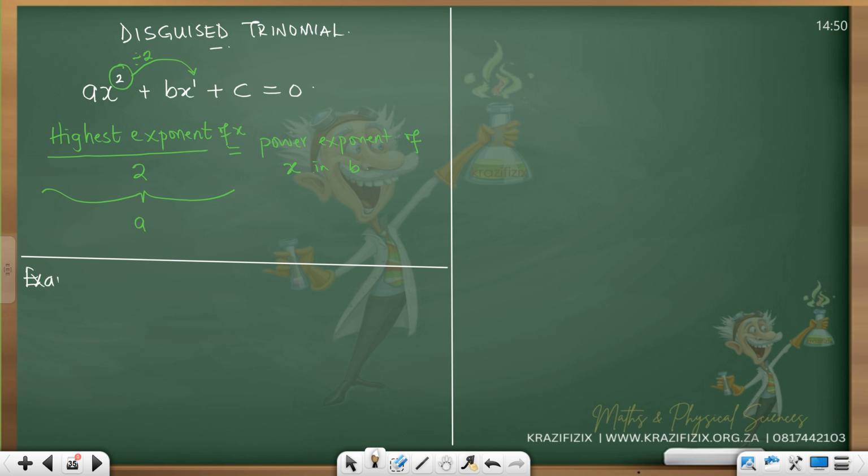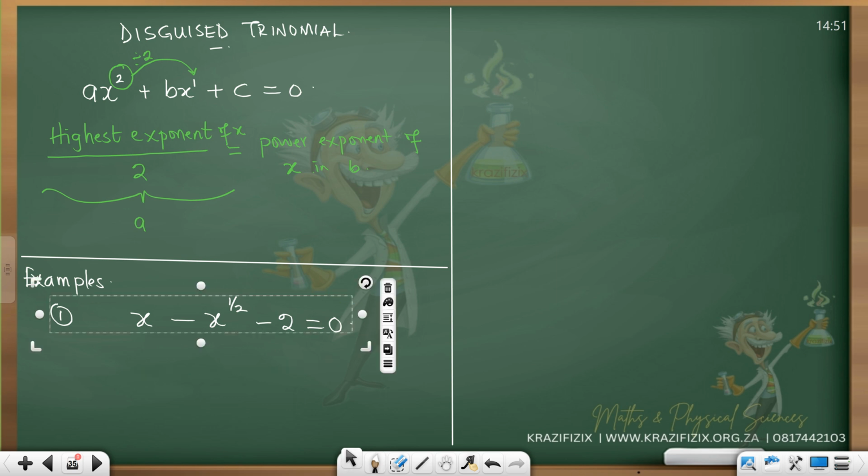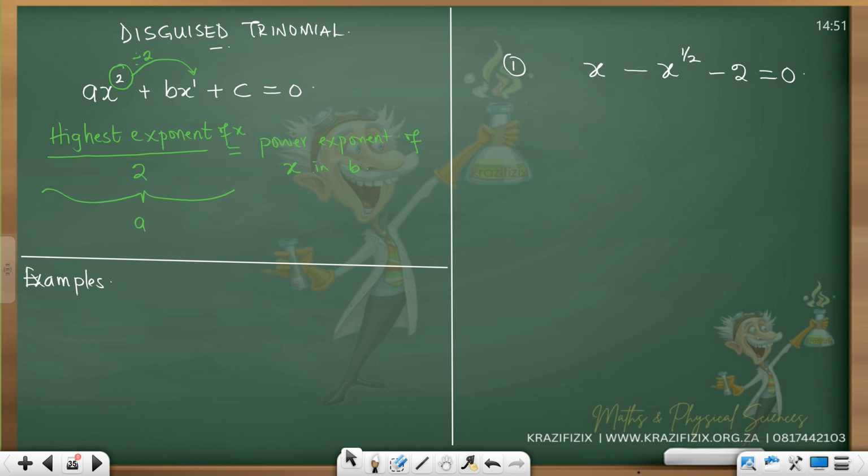Examples. Number 1. x minus x to the power half minus 2 equals 0. Look at that. I'm saying, what the heck is this examiner thinking? Something is wrong. You raise your hand at the exam. Oh no, sir, this question is wrong. The teacher made a mistake. Ha ha ha. There's no mistake here.